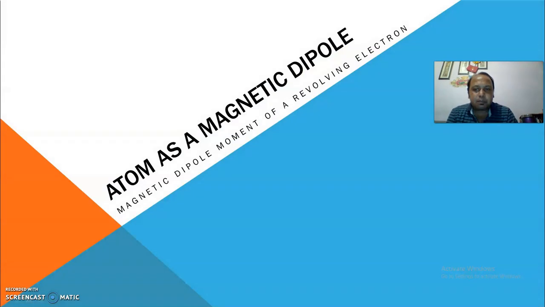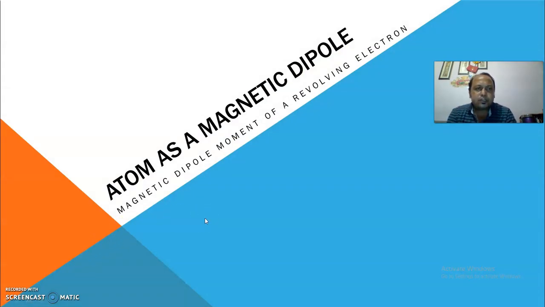Hello everyone. We have seen that when a current carrying loop is taken, it behaves as a magnet and has a dipole moment, and the value of that dipole moment is given by I, the current, into A, the area. So the magnetic dipole moment due to a current carrying loop is given by I into A. Now we are going to discuss the same thing but in a bit different manner.